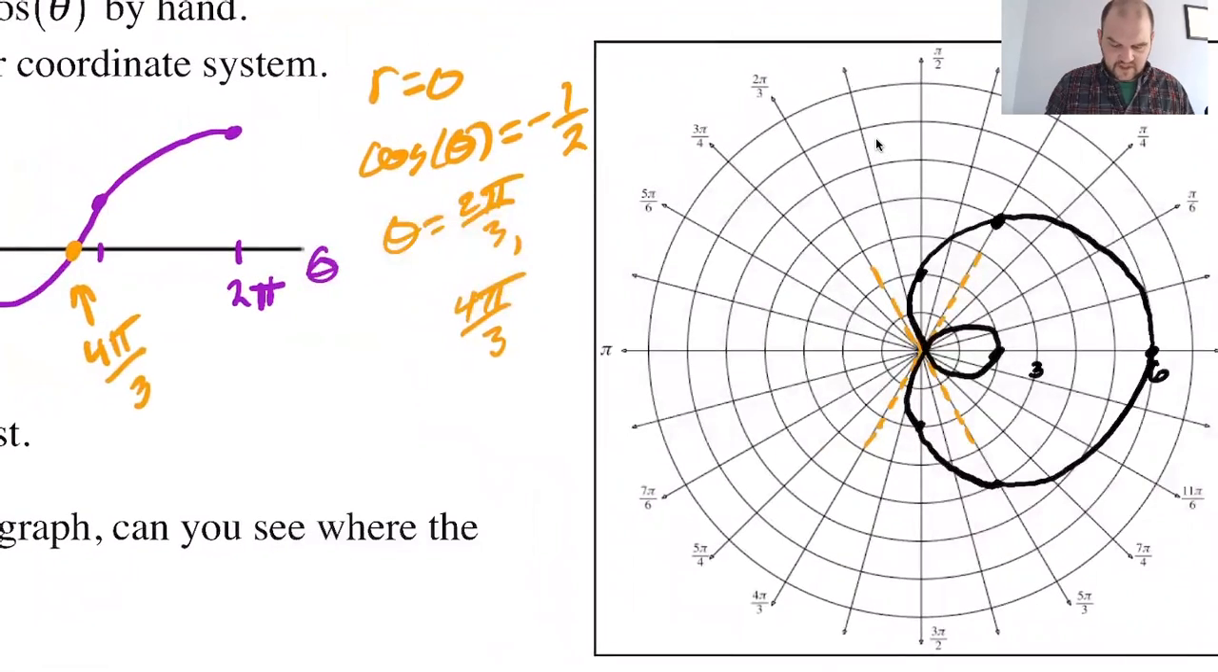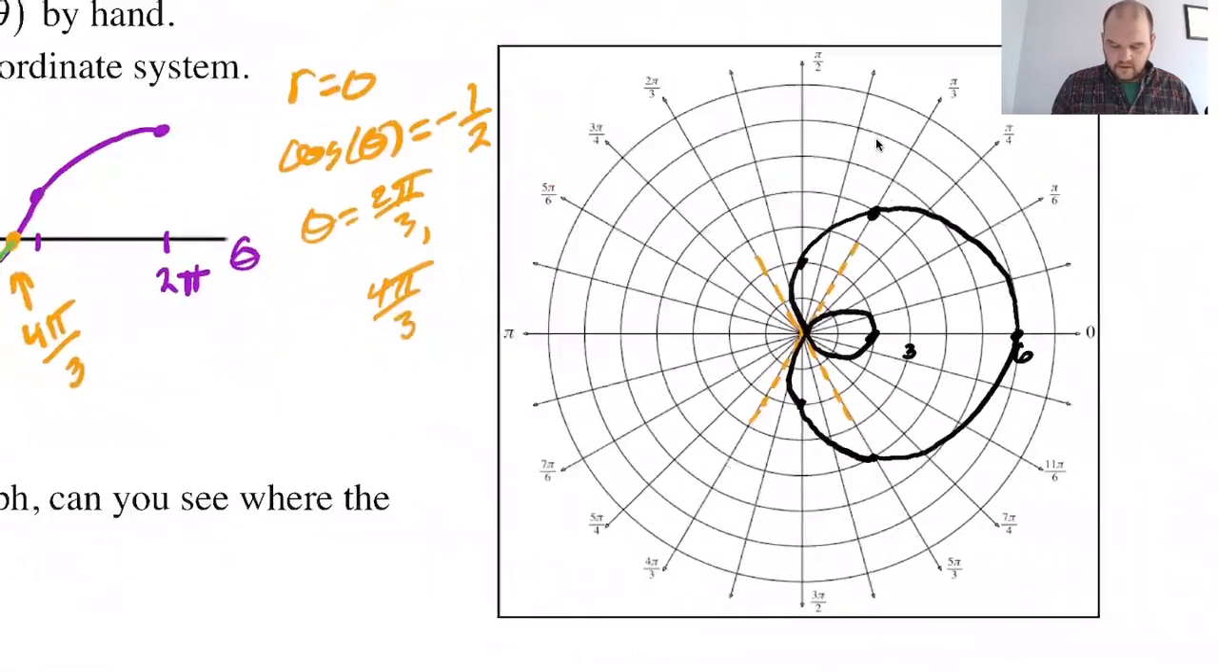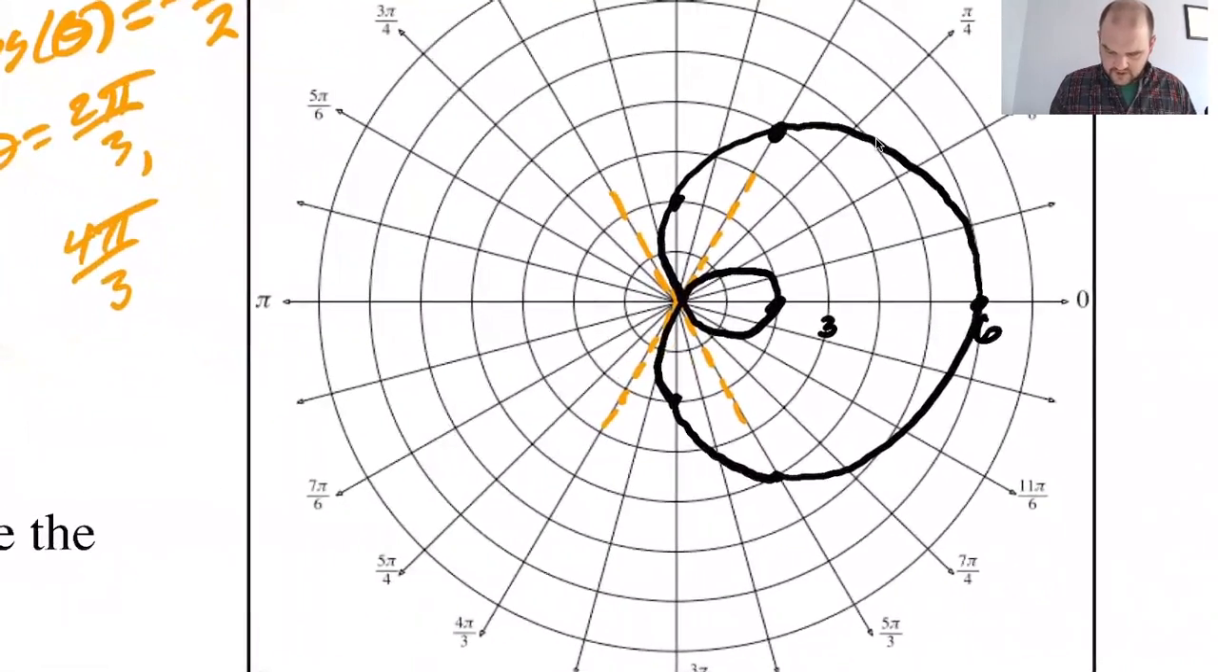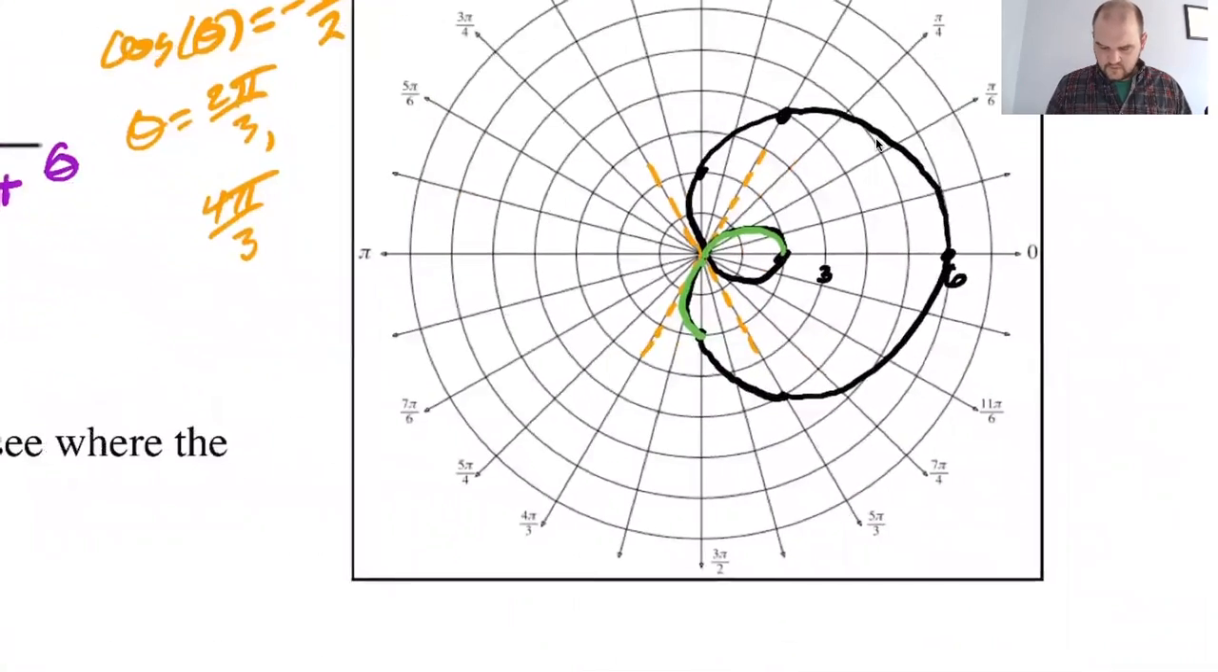So what happened? Let me change color and just show you. Once we got to pi, between pi and 4 pi over 3, on this part of the graph, we traced this part of our graph. And then between 4 pi over 3 and 3 pi over 2, we traced this part of our graph, which turns out to be this part of our graph. And then we finished from 3 pi over 2 to 2 pi. We went here to here, and we filled in one extra point along the way.